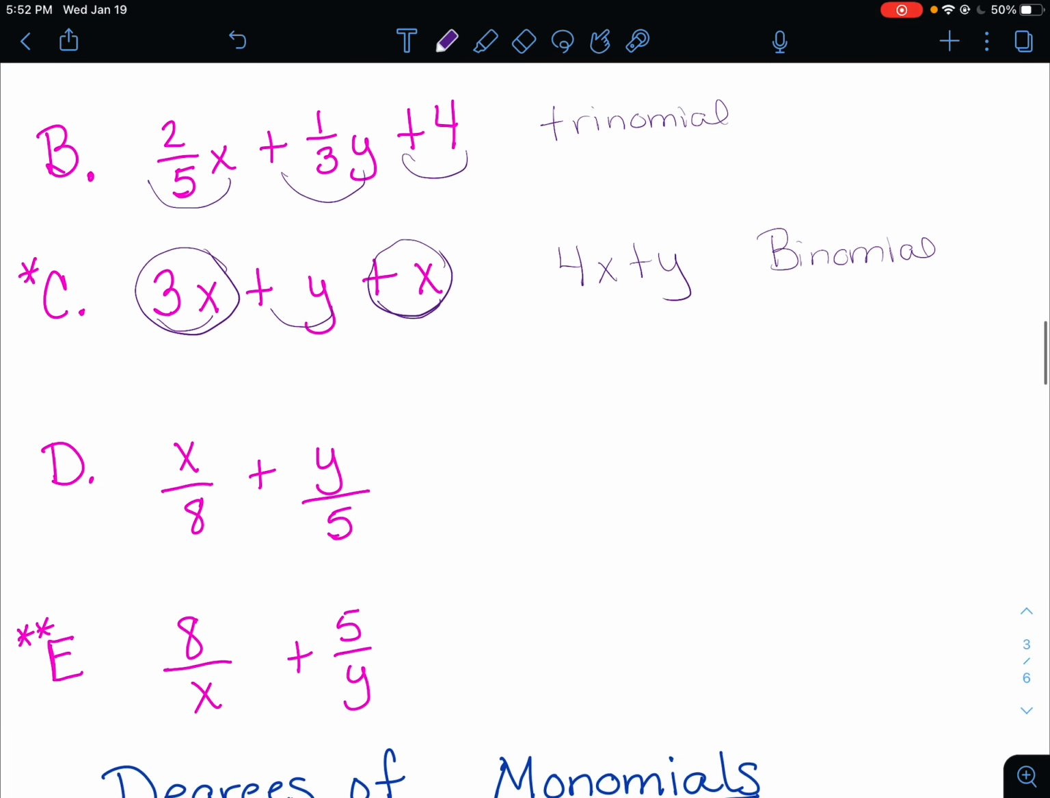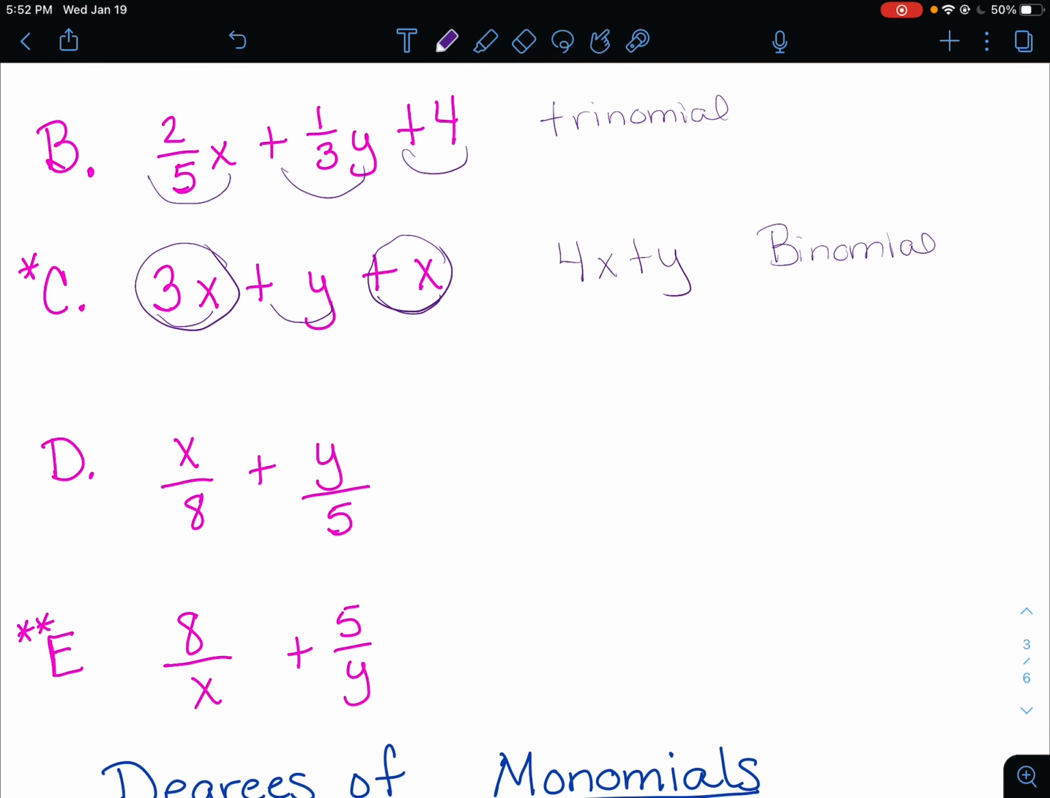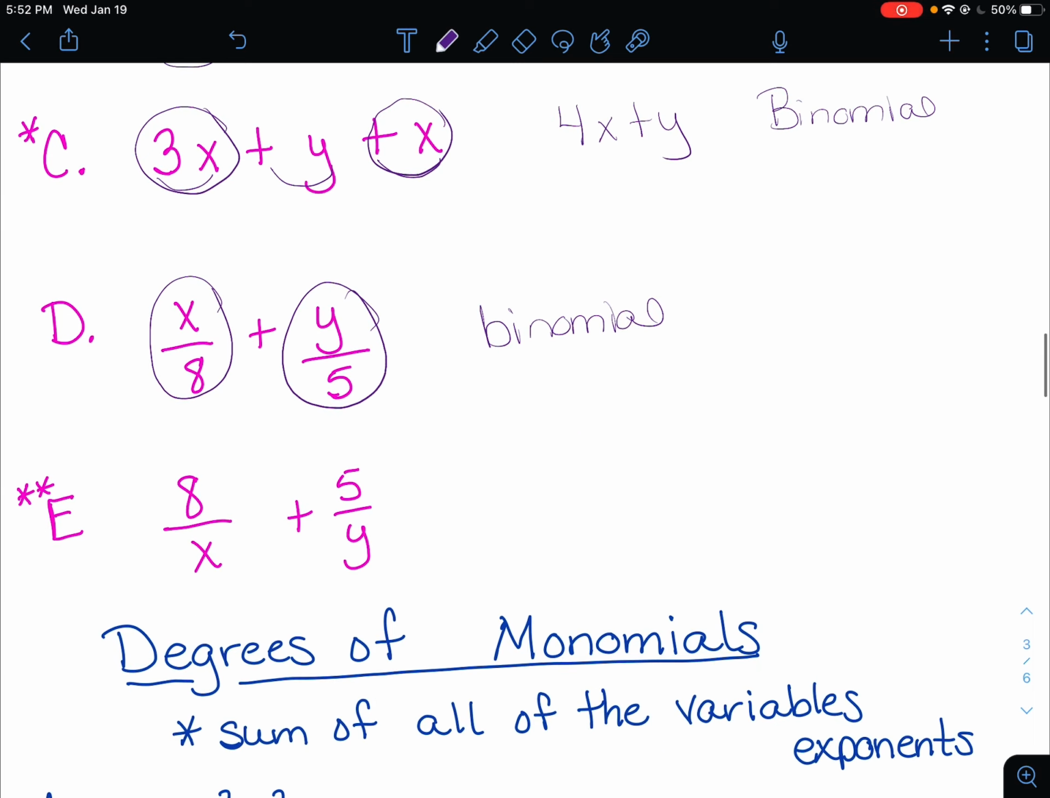Let's look at D. So D has x divided by 8, 8 is a denominator, and then y divided by 5. So this is a term, and this is a term. There's no variable in the denominator, so this is a binomial. Now E, when we look at it, both of these terms have variables in the denominator. These are called rational expressions, which we'll get into, but this is not a polynomial. Okay, that's the most important thing because it has variables in the denominators.